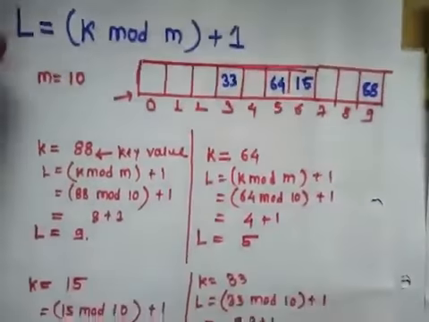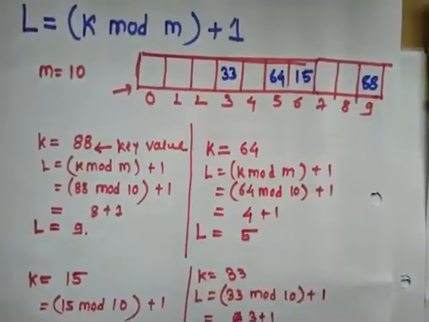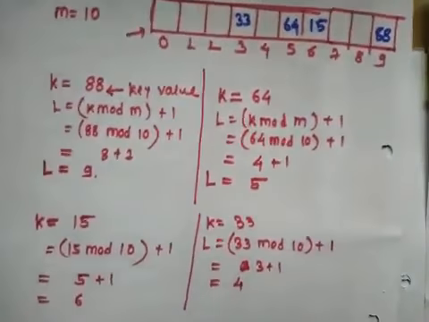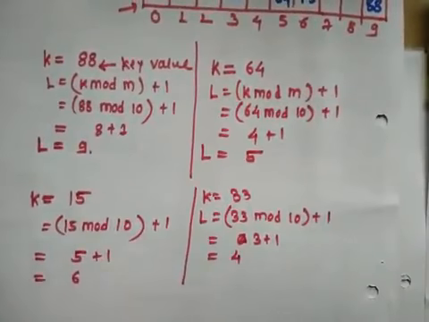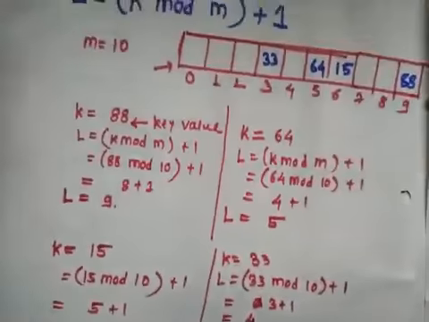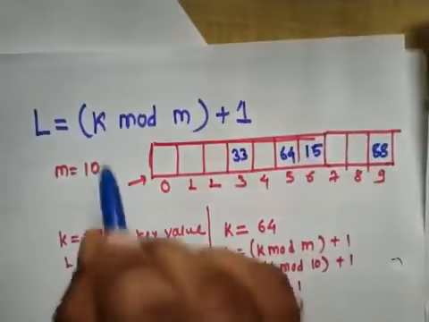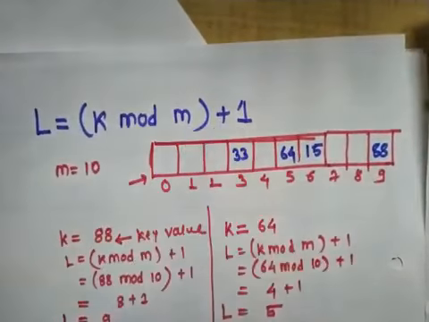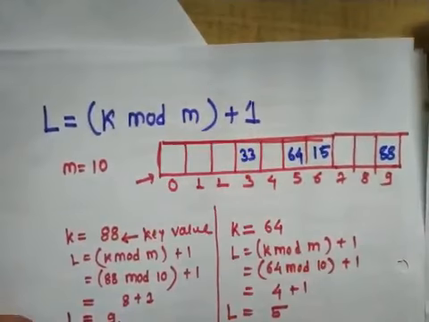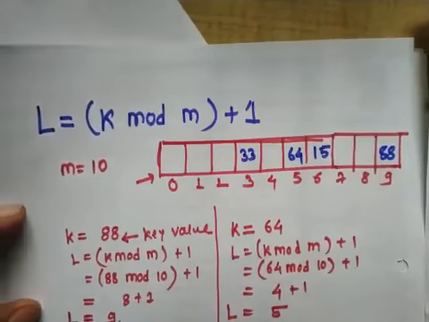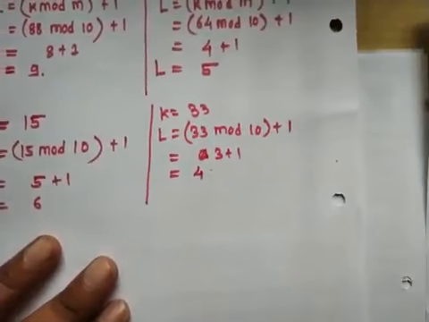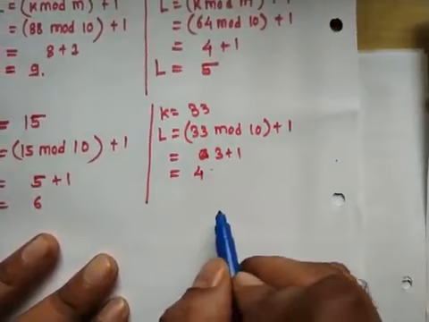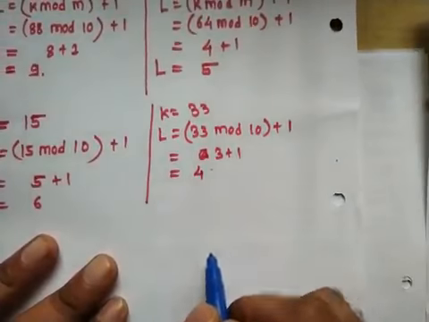So this is the division method, where we can store an element using the hash function L is equal to K mod M plus 1. If anyone doesn't know what the modulus function is, modulus is a function where we can find the remainder.